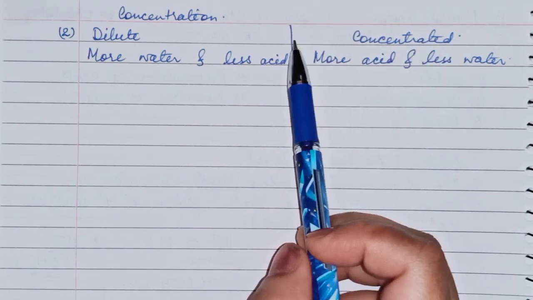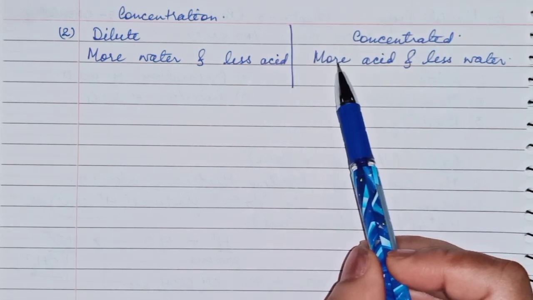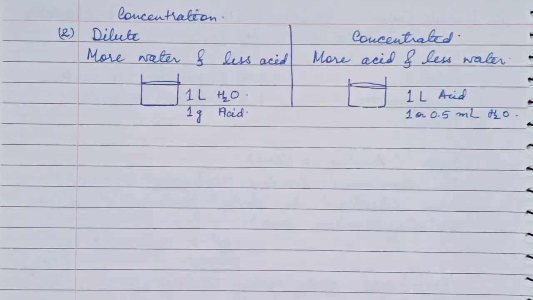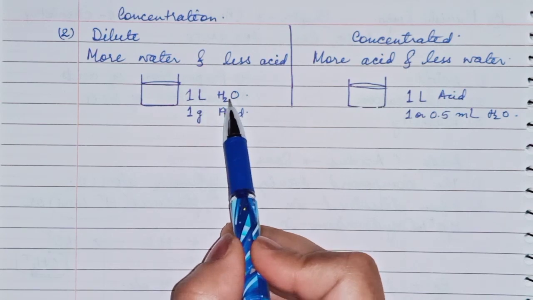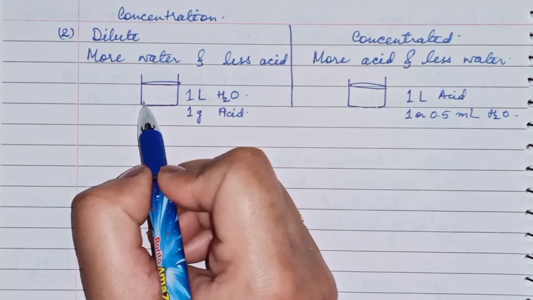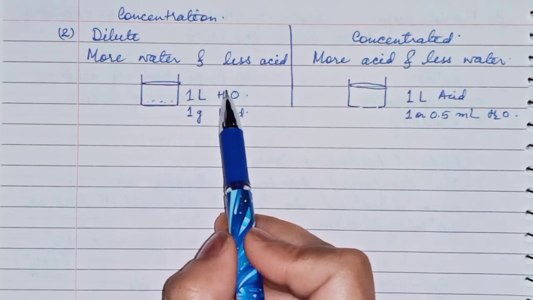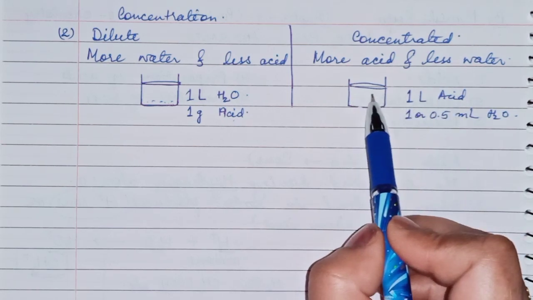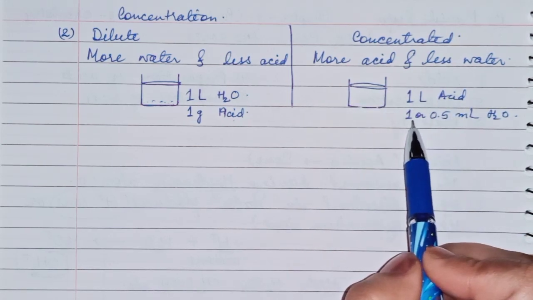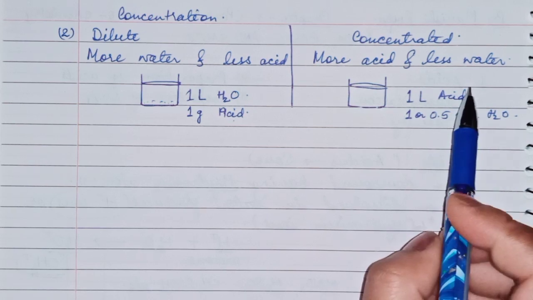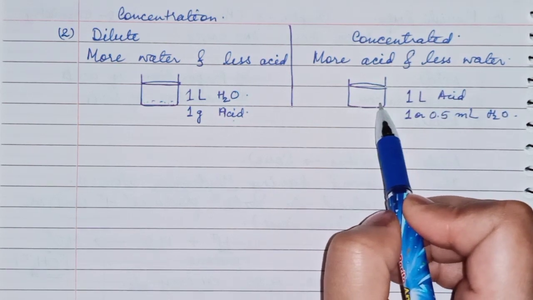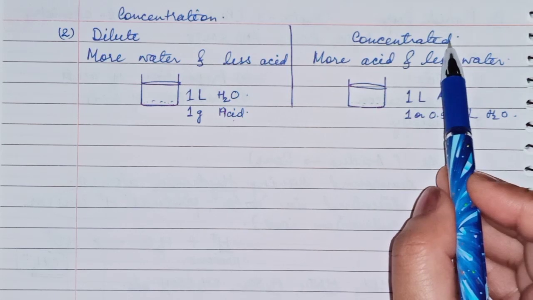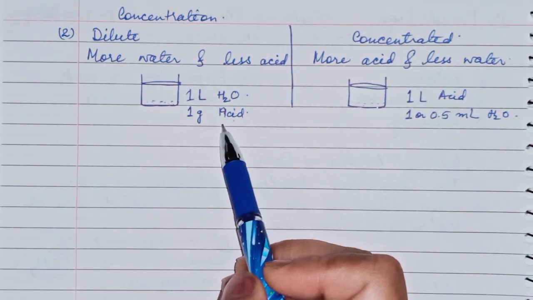And concentrated is just the reverse of this. In that acid, more acid is present and the amount of water is very less. So you can say that in 1 liter of water, only 1 gram of acid is dissolved in this. Here more water is there and acid is very less. And here, if you are taking 1 liter of acid and you have added a very small quantity, 1 or 0.5 ml of water, then the concentration of water is very less. So when acid is more, it is concentrated. When acid is less, it is dilute.